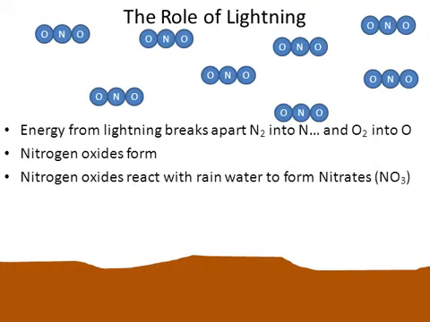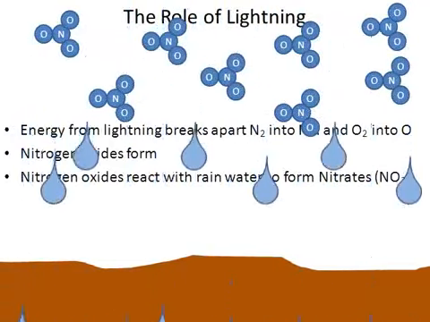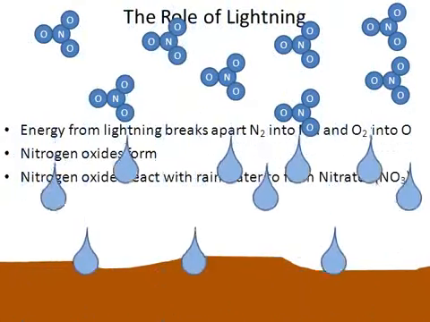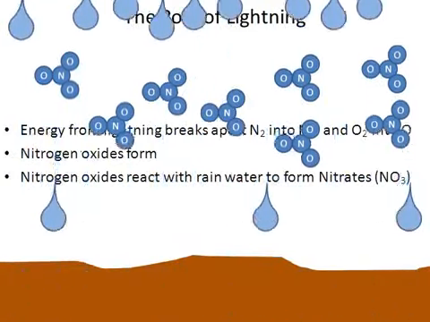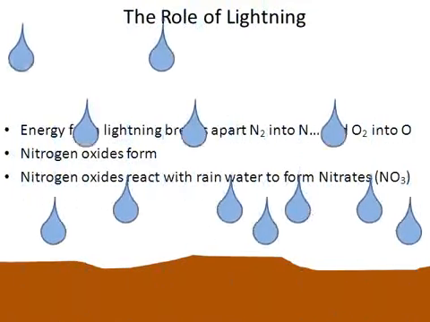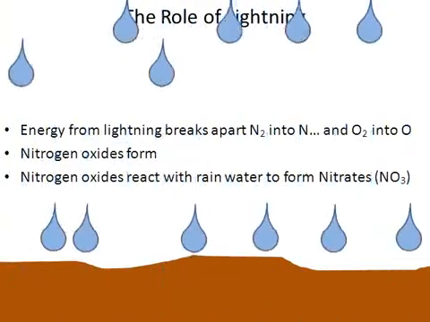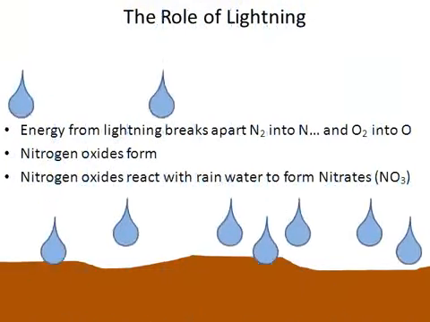One thing you should know is that lightning often accompanies rain. And so with the nitrogen oxides, watch what happens. When it starts raining, the nitrogen oxides are going to react with water to form nitrates, NO3. And you've seen nitrates before. Nitrates were created by nitrogen-fixing bacteria. So once it rains, the nitrates are simply carried down and added into the soil. Those nitrates simply become a part of the nitrogen cycle. So that's a neat little way that lightning can add usable nitrogen into the soil.